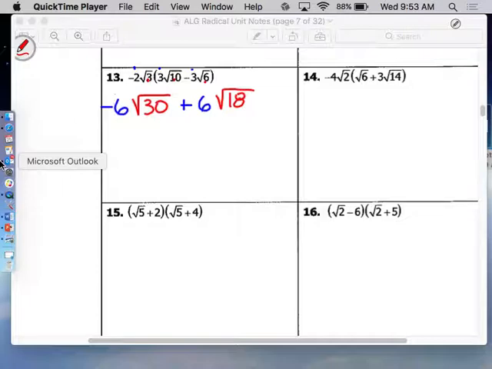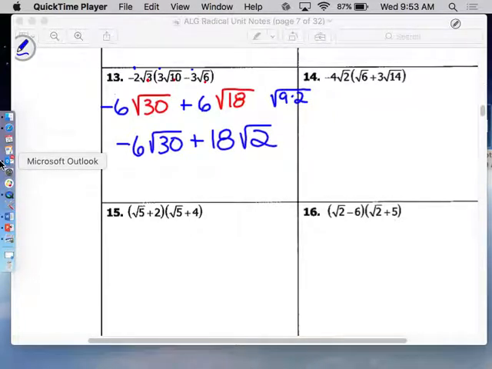So notice how I did that. And now I need to simplify the radicals. Negative 6 radical 30 is already simplified. 30 is just 5 times 6 or 3 times 10. There are no perfect square factors in 30. 18 is 9 times 2. The square root of 9 is 3, and then multiply that by the 6 that's already sitting out there. And now I analyze. I have radical 30 and radical 2. They're not like radicands, so I would stop right there.